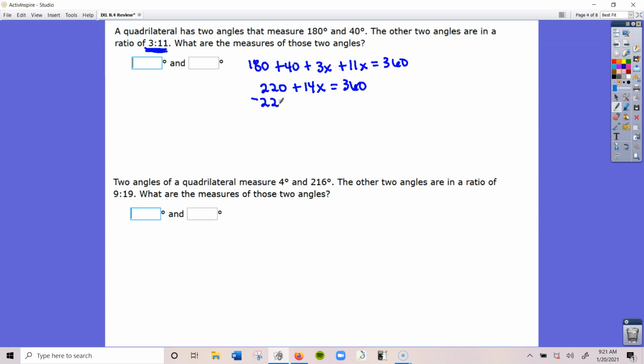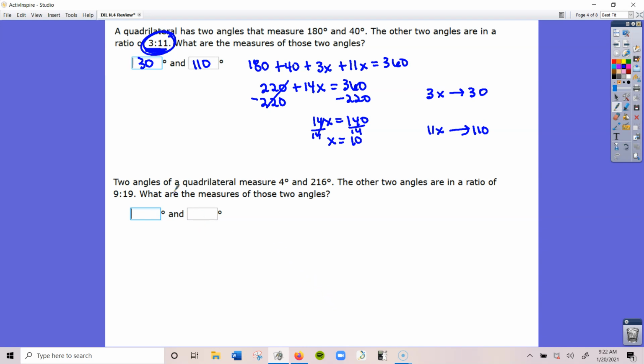So we're going to subtract the 220 and we get 14x is equal to 140. So x is equal to 10 once you divide by 14. Now that I have x, I use my ratio one more time to find those angles. So 3x and 11x. We plug in the 10, we get 3 times 10 is 30, and 11 times 10 is 110. So those are my two other angles.